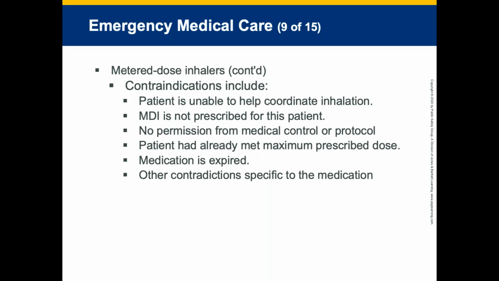So contraindications would be the patient being unable to coordinate inhalation, so they can't do it on their own and can't take it. If it's not prescribed to the patient, we don't give it. Do not proceed if you don't obtain permission from medical control and/or it is not permissible by local protocol. The patient has already met the maximum prescribed dose before your arrival. Now, just because they met the prescribed dose of an MDI does not mean that you withhold albuterol or DuoNebs. You follow your protocol from there. If the medication is expired, they don't get any more, and there are other contraindications specific to the medication as well.